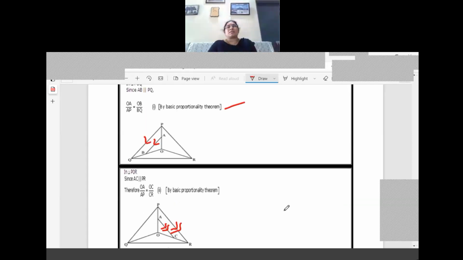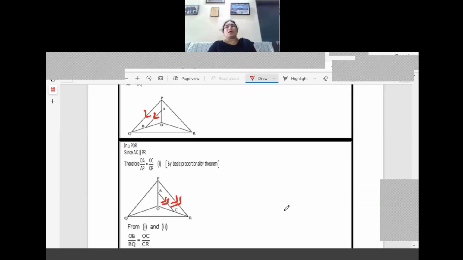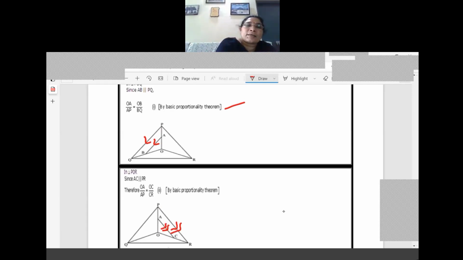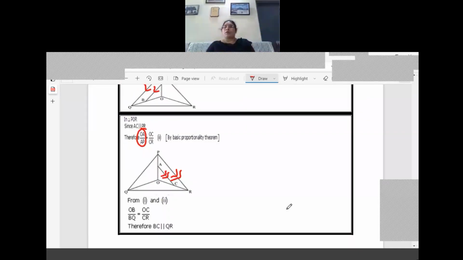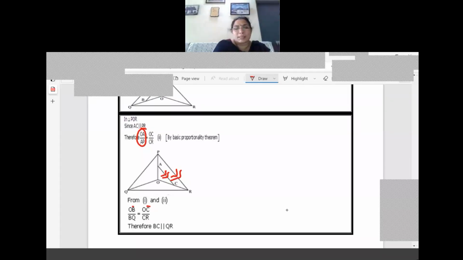Now compare the first and second: OA by AP, that is the left hand side. The left hand sides are equal. So what is the conclusion we are making? OB by BQ equal to OC by CR. Naturally, you understood that from this you can make out the division points B and C. BC parallel to QR only, right? From the numerator, we get the first part BC, and the denominator gives Q and R only.